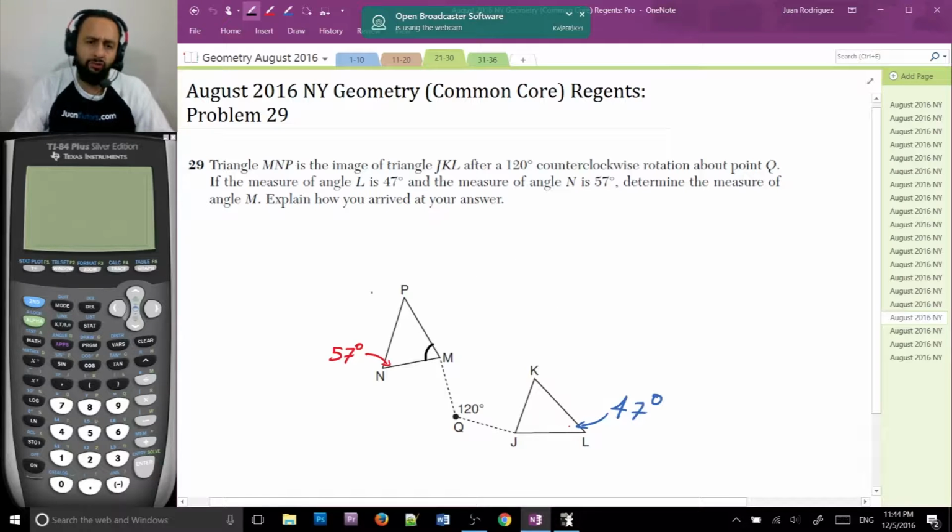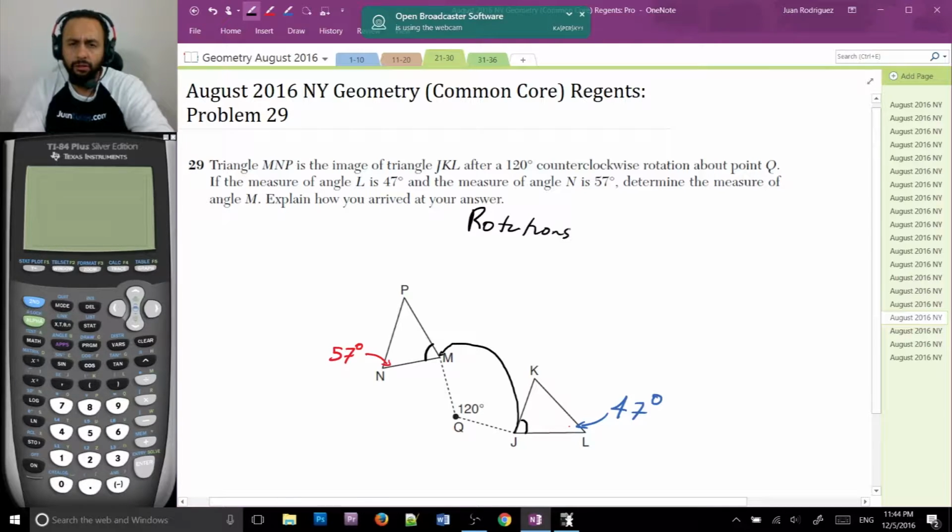So let's see. Triangle JKL is rotated to make triangle MNP. So we should definitely try to recognize which angles correspond to each other. Angle J is rotated 120 degrees to get to angle M. So as a result, since rotations preserve congruence, angle J is congruent to angle M.